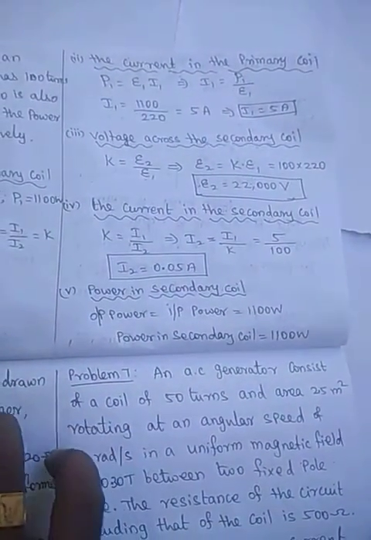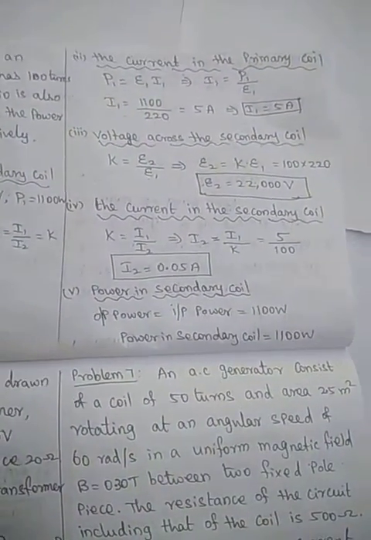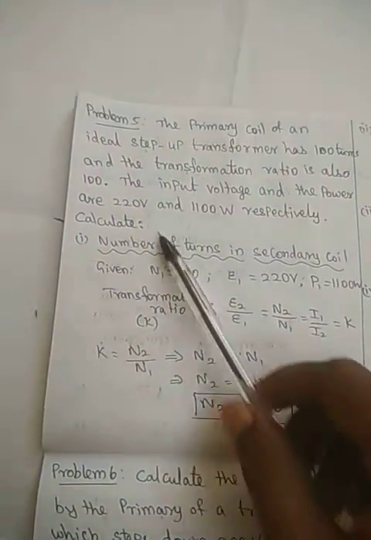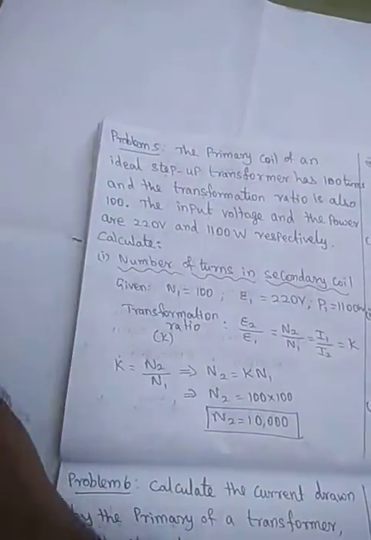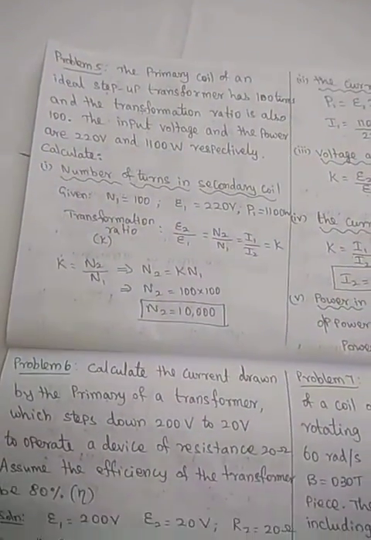Then the power in the secondary coil: output power is equal to input power. Always the power will be the same. So output power is equal to input power, 1100 watt is the power in the secondary coil. So this problem will explain clearly about transformer based questions.